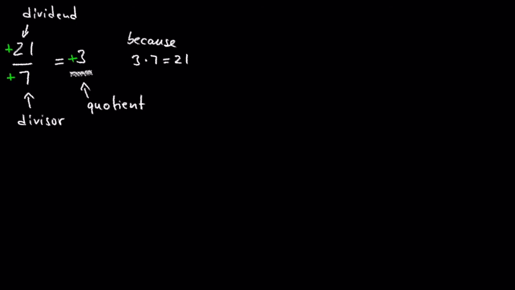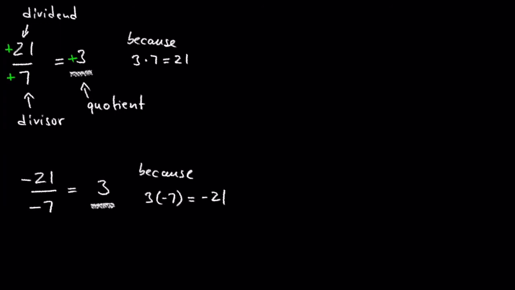What about negative 21 divided by negative 7? Negative 21 divided by negative 7 is also equal to 3. Because 3 times negative 7 is equal to negative 21. Same signs. The answer is positive.